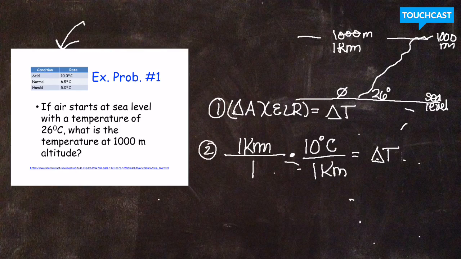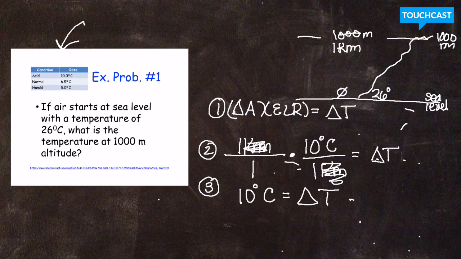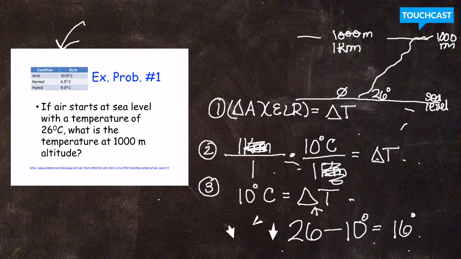Step 2. Step 3 is plug and chug and solve. So we get rid of kilometers, and we end up with 10 degrees Celsius equals the change in temperature. But we're not done, because remember this is the change in temperature. So we started at 26, we lost 10 degrees, and that gives us 16 degrees Celsius. So I hope that helps.